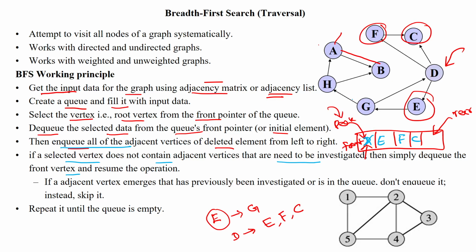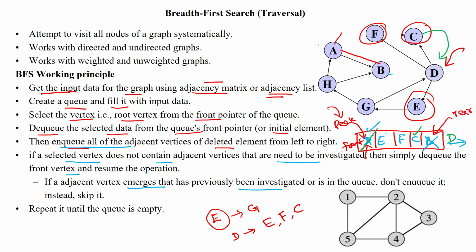That means, suppose you select B, for B it is not having any adjacent vertices. So what we can do, simply we can dequeue and proceed to the next process. That's what it says. So if an adjacent vertex emerges that has been previously investigated, that means D is already investigated here. Suppose you have a path from C to D, then when you dequeue the C, you will get the D, right?